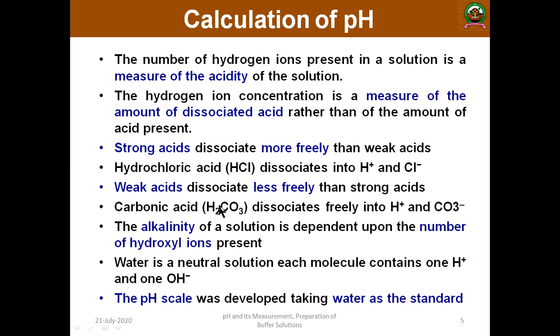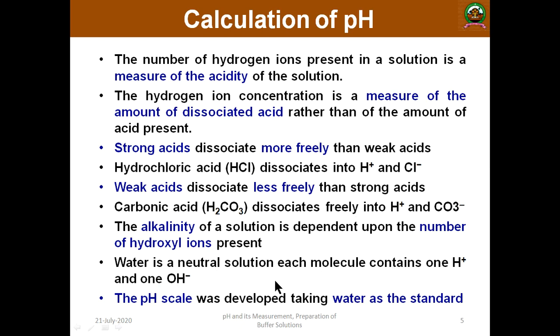The alkalinity of a solution mainly depends upon the number of hydroxyl ions. Acidity mainly depends upon the H plus ion, and the alkalinity of the solution depends on the number of hydroxyl or OH minus ions. So water is a neutral solution consisting of one H plus and one OH minus. One positive charge and one negative charge species come closer and neutralize each other, so ultimately the outcome is 0.